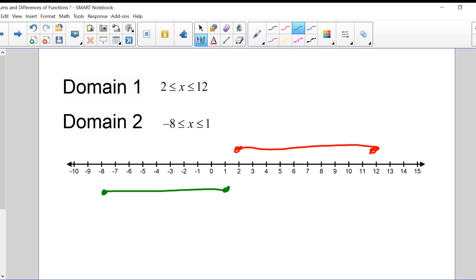So we're saying that the result of this is the empty set. There is no overlap between these two. And that can happen. You cannot add two functions together if they have no x's in common. If one goes from 2 to 12 and one goes from -8 to 1, then there is no overlap. You cannot add these functions.